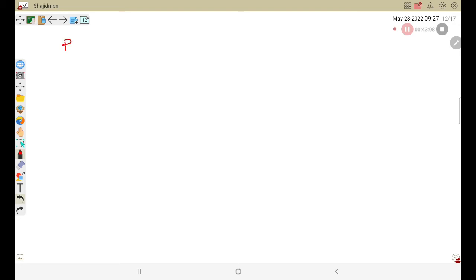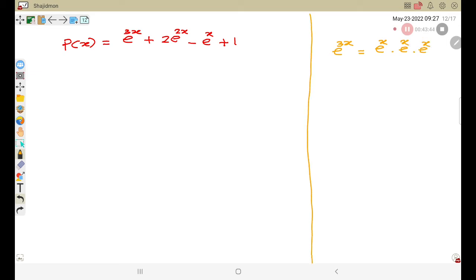So start from the polynomial first. P of x equals, you know what is the polynomial? The function e power 3x plus 2e power 2x minus e power x plus 1. Now you can see the terms in the function. What is the meaning of e power 3x? e power x multiply e power x multiply e power x. That is the meaning of e power 3x.